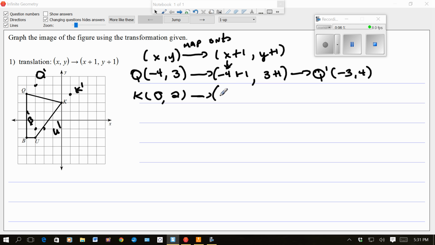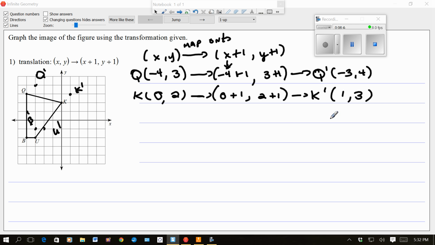Okay, I could say 0 plus 1, that's my x value, and I take 2 plus 1. That's going to be my y value for K prime, my image. So 0 plus 1 is 1, and 2 plus 1 is 3. So my K prime is at (1, 3). Look here: here's my x value 1, my y value is 3, so there's my coordinate (1, 3).